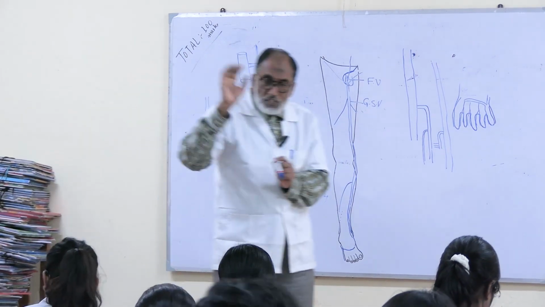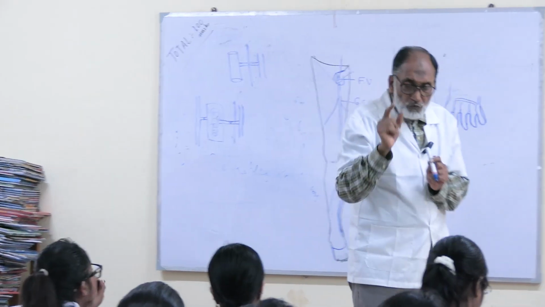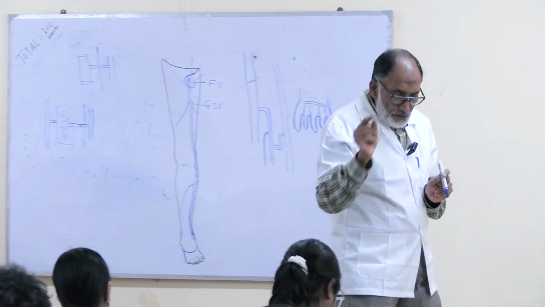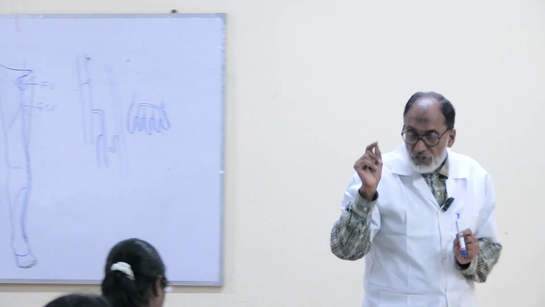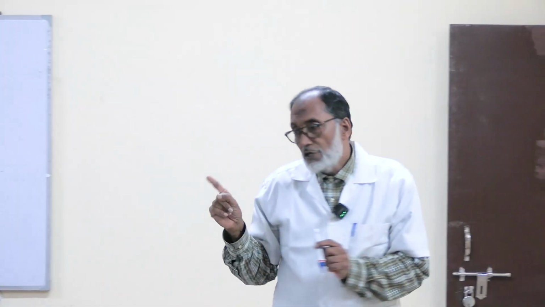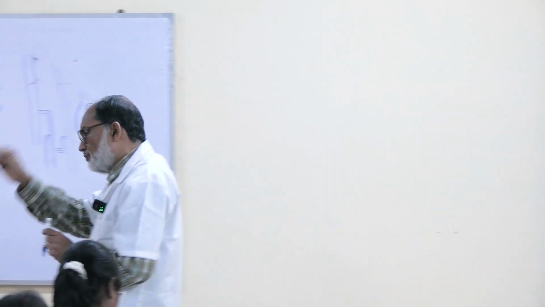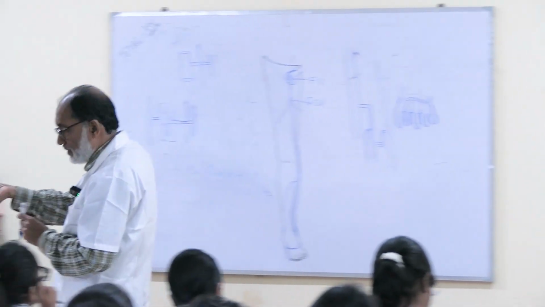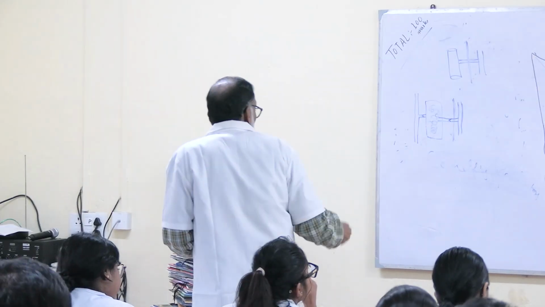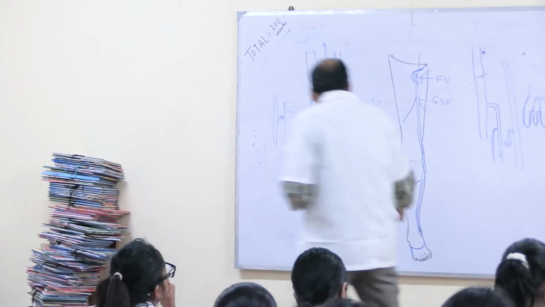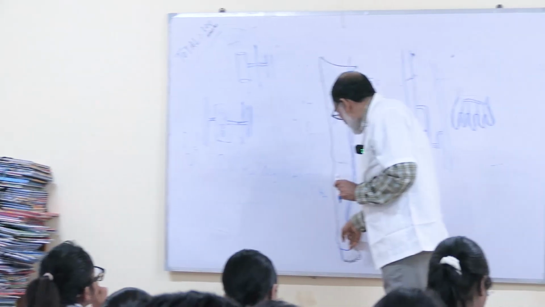Small saphenous vein is accompanied by one cutaneous nerve, that is called the sural nerve, and the great saphenous vein is accompanied by one cutaneous nerve, that is the saphenous nerve. That saphenous nerve lies anterior to the great saphenous vein. Here it will lie like this.